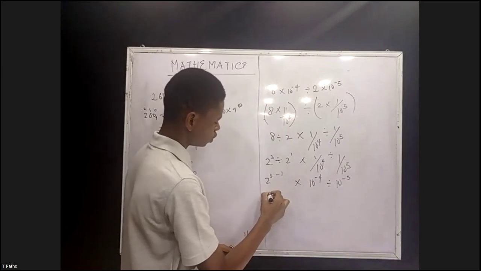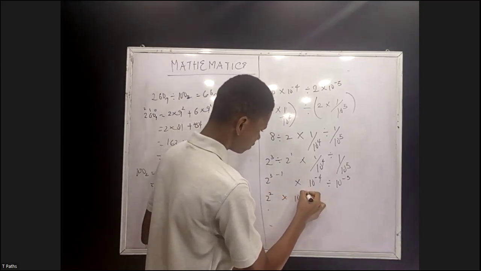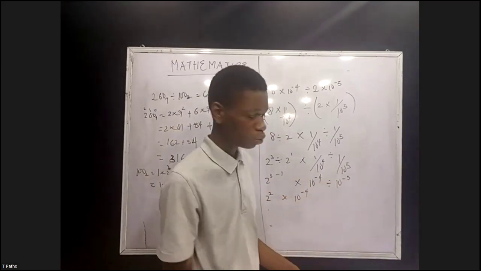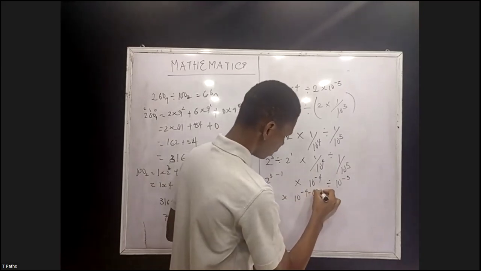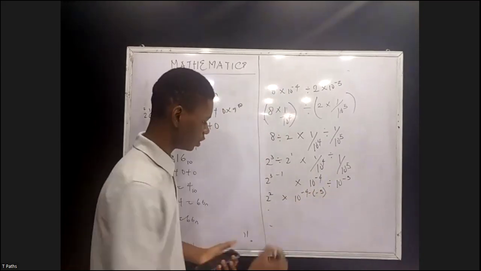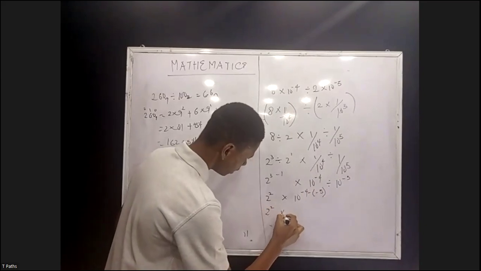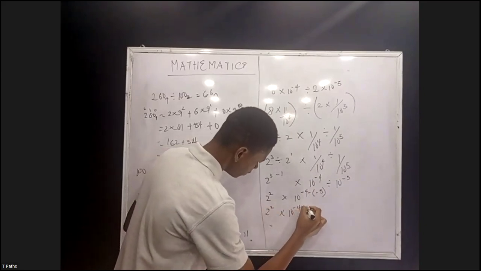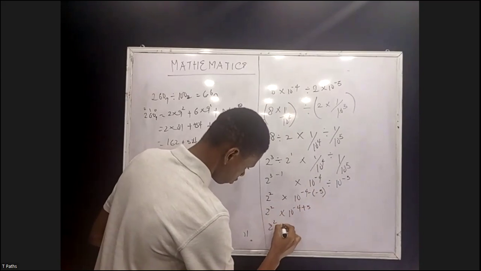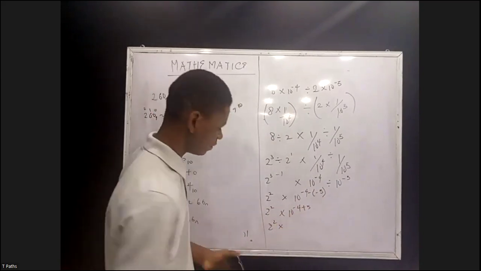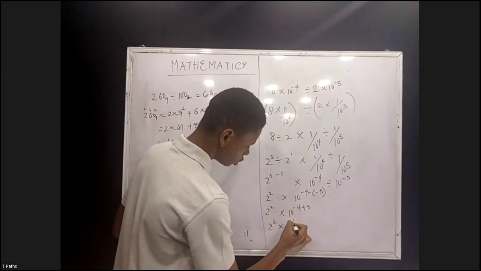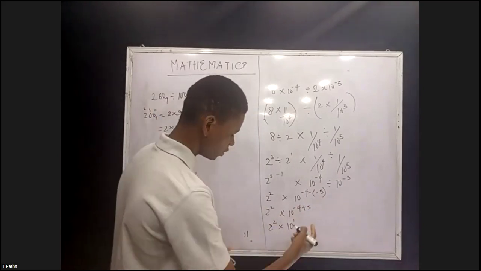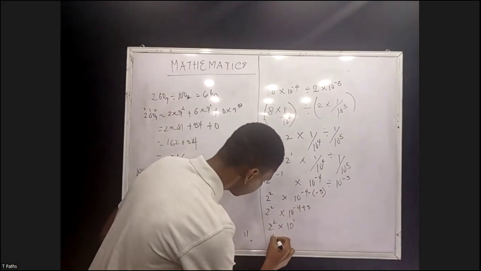2 raised to the power of 3 minus 1 is 2, multiplied by 10 raised to the power minus 4. And if I use the division rule that I used here, I'll have minus 5. I hope you guys are following me. So I have 2 raised to the power of 2 here, multiplied by 10 raised to the power minus 4 plus 5. Minus 4 plus 5 gives me 1, that's 10 raised to the power of 1. 2 raised to the power of 2 is 4 times 10.